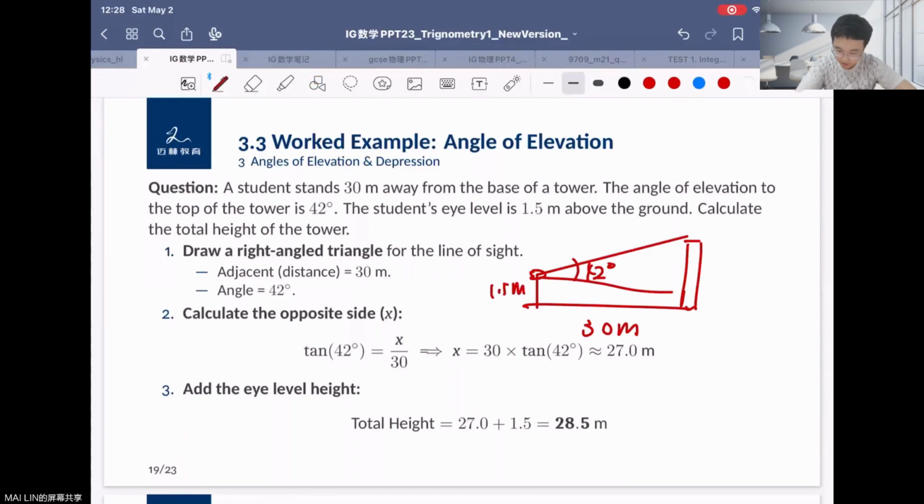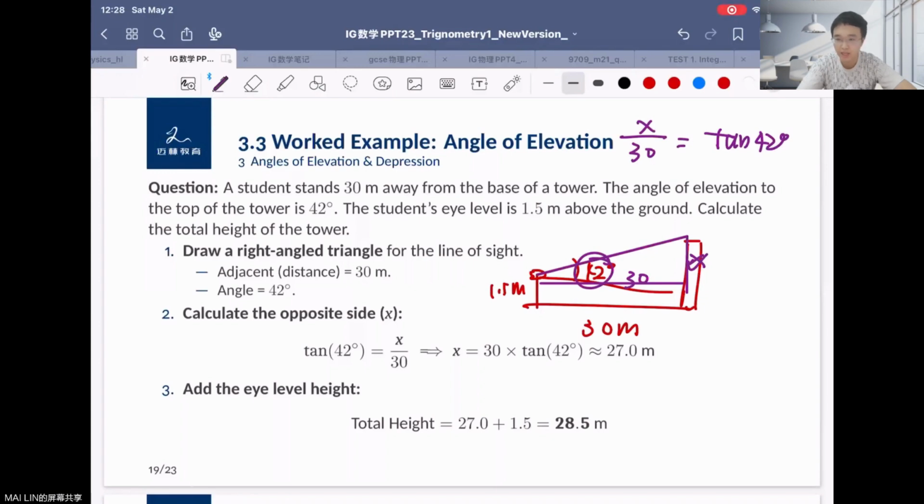You can extract the triangle right here. This is a right angle triangle, the angle is 42 degrees, and this side is 30 meters wide. We can use trigonometry. Here x is the opposite side of the 42 degree angle, and 30 meters is the adjacent side. So x over 30 equals tangent 42 degrees. That gives us x.